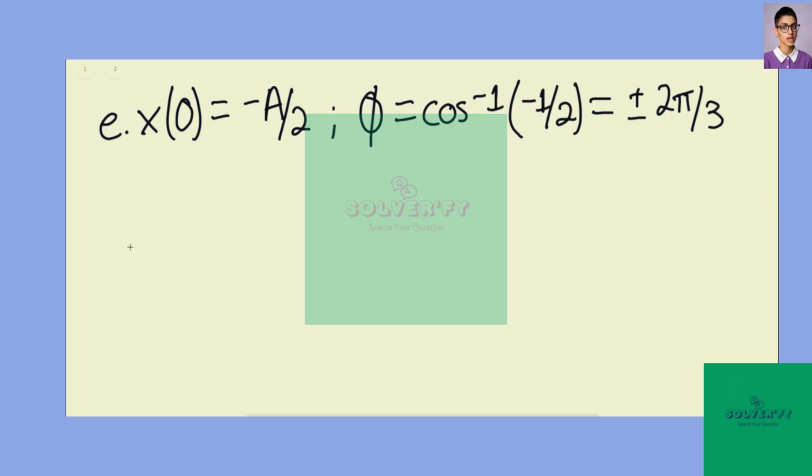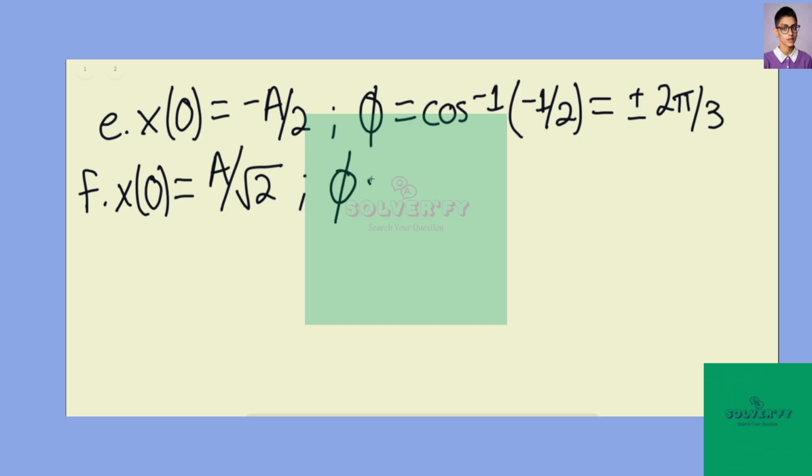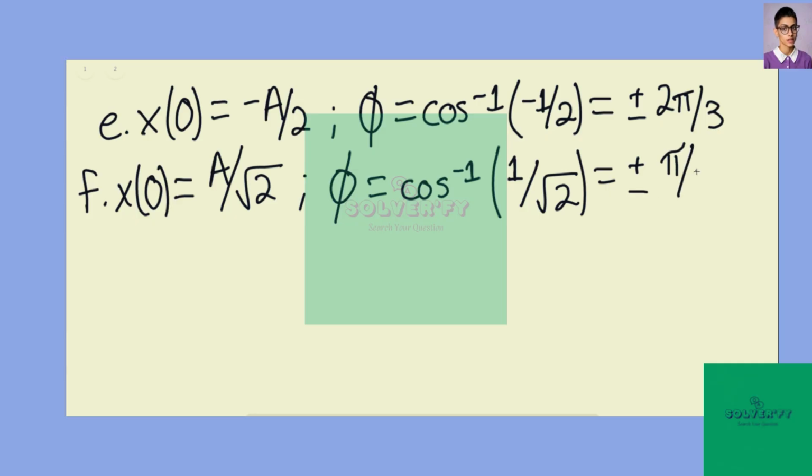And lastly, for part F, we know that the initial position at t equals 0 seconds is going to be equal to the amplitude divided by radical 2. So this means that phi will be equal to arc cosine of +1 divided by radical 2. And we find that this is going to equal plus or minus pi over 4.